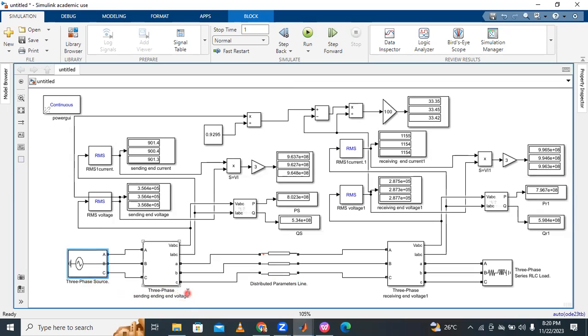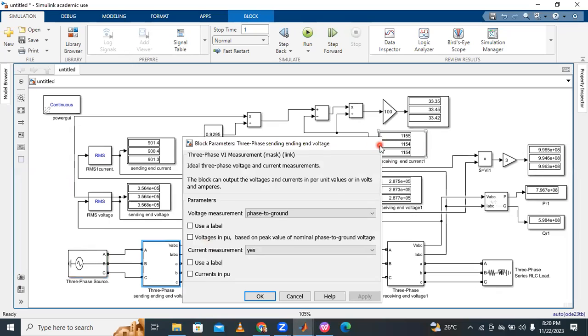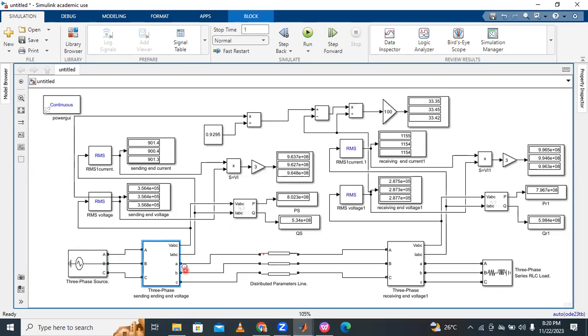Then coming to the three-phase VI measurement, open the three-phase VI measurement and connect it directly: A to A, B to B, C to C, then to the transmission line, and here also A to A, B to B, C to C, to the transmission line. At the receiving end side, place one more three-phase VI measurement.